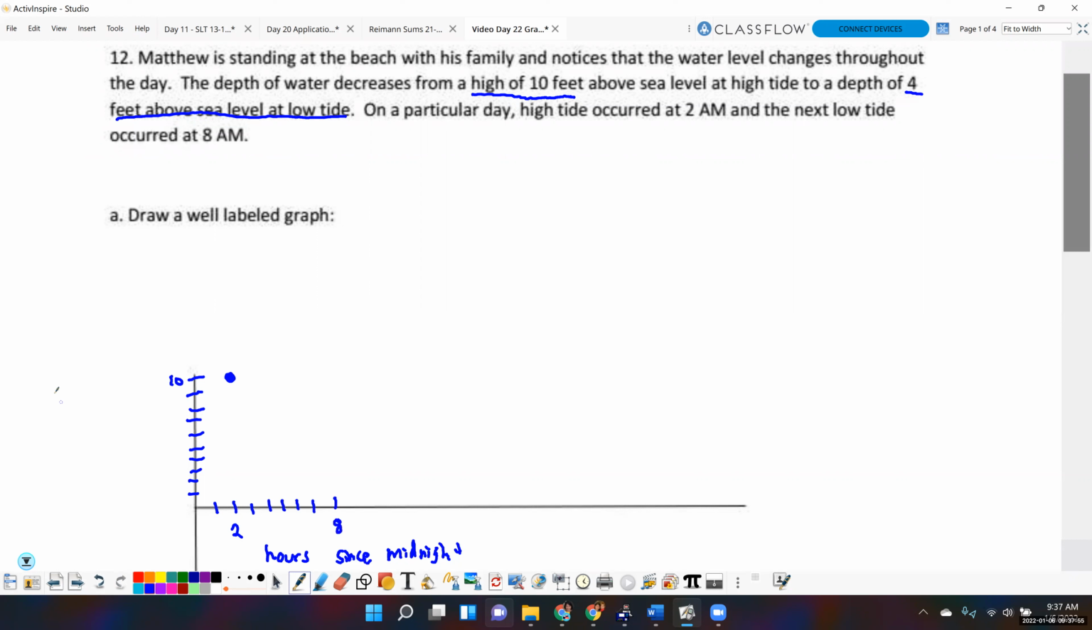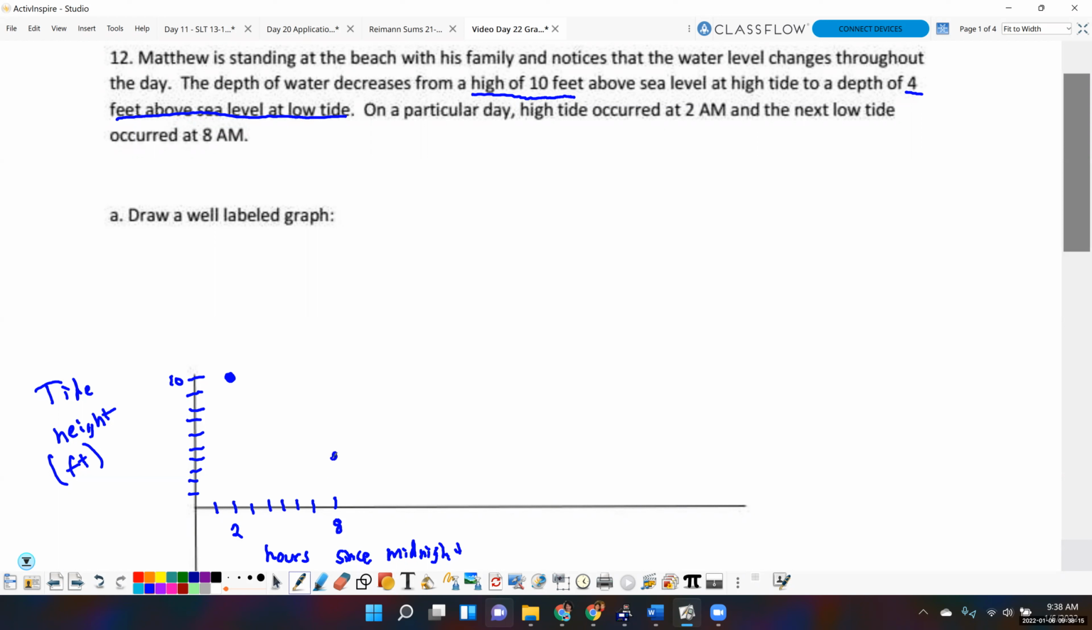This is tide, height, and the measurement is in feet. All right, so we've got low tide at 4 feet.